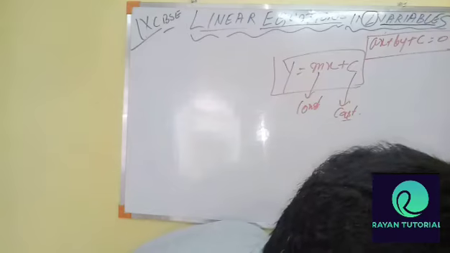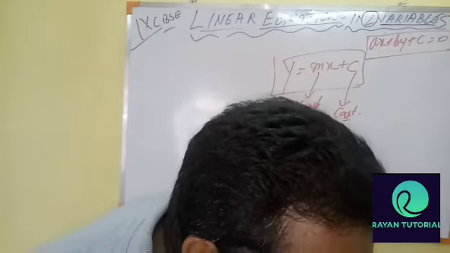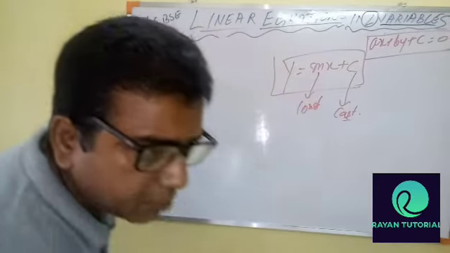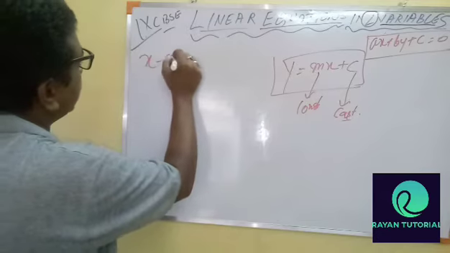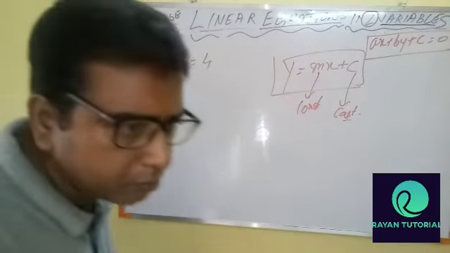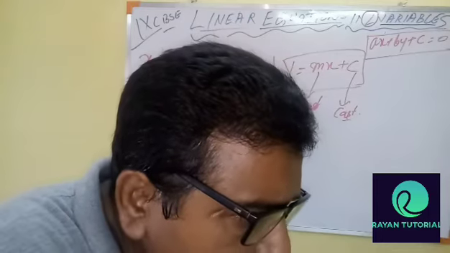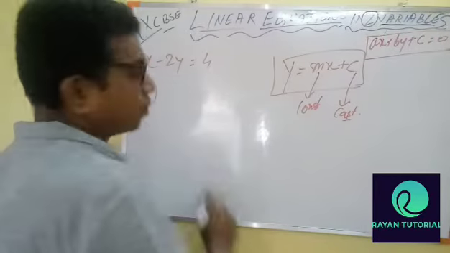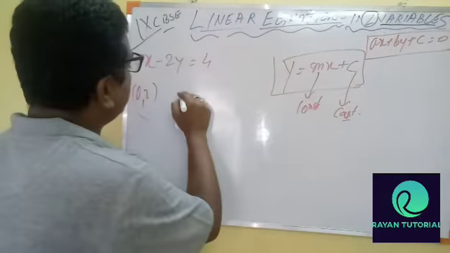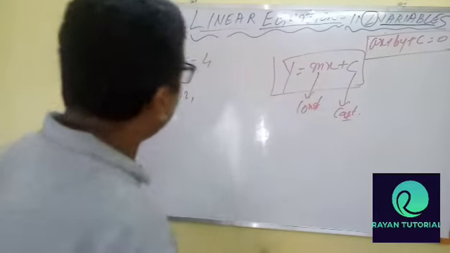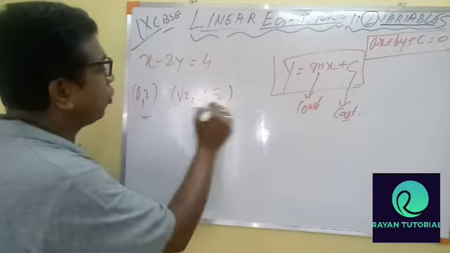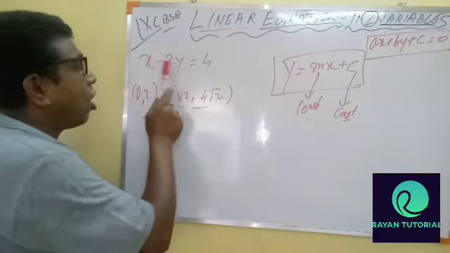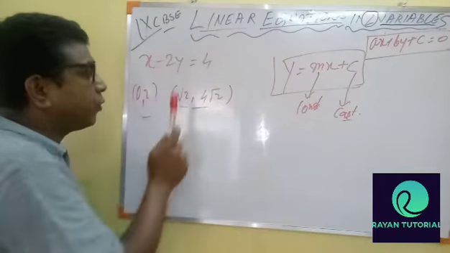Next, what else is there? Next, write the 4 solutions. Check whether the following are the solutions of this equation: x minus 2y equals to 4. Which are the solutions? Here, one is given 0 comma 2, one is given root 2 comma 4 root 2. I will just do these 2 for you. Okay? Now you have to check whether the solutions of this equation are this and this or not.